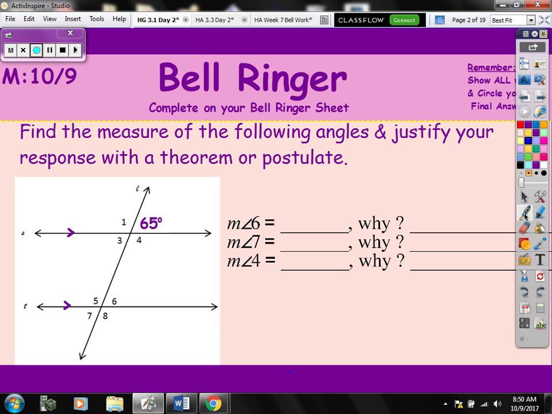So what would the measure of angle 6 be, and why? Maddie? Good. Reason? Good. If lines are parallel, corresponding angles are congruent. Again, if you don't want to write that out, you can write the corresponding angles postulate.